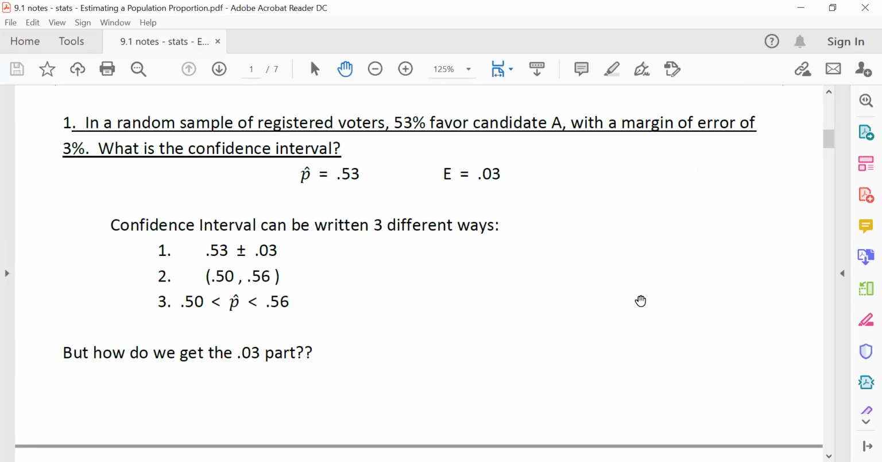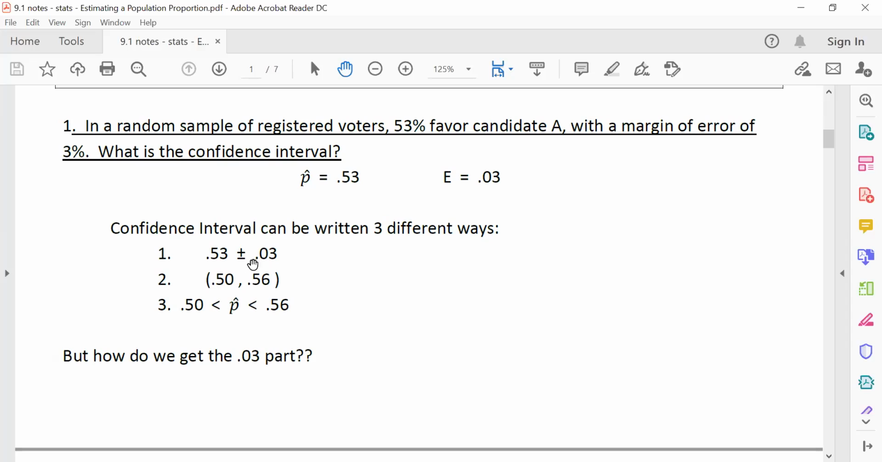In a random sample of registered voters, 53% favor candidate A with a margin of error of 3%. What is the confidence interval? What we do is we take the point estimate, the 0.53 here, and we add the margin of error to it, and we subtract the margin of error from it. So you'll see this plus or minus business, saying do both the addition and the subtraction. The low end will be 0.5, since 0.53 minus 0.03 is 0.50. The high end will be 0.56, since 0.53 plus 0.03 is 0.56. And so we're going to say that this is our confidence interval.